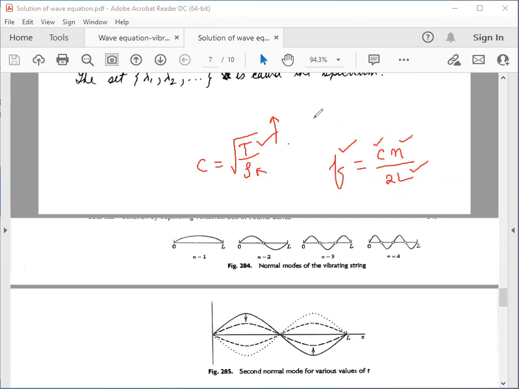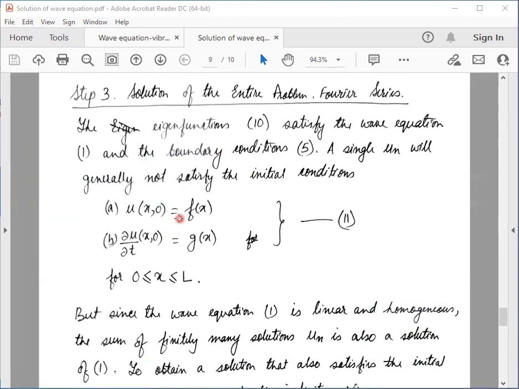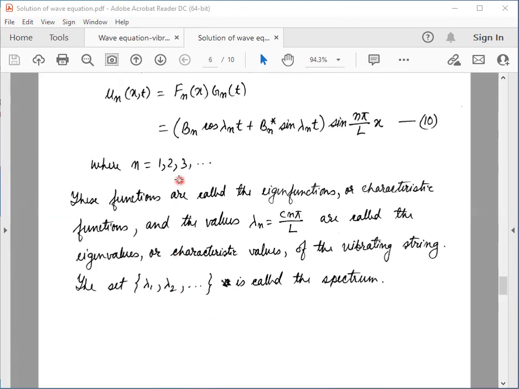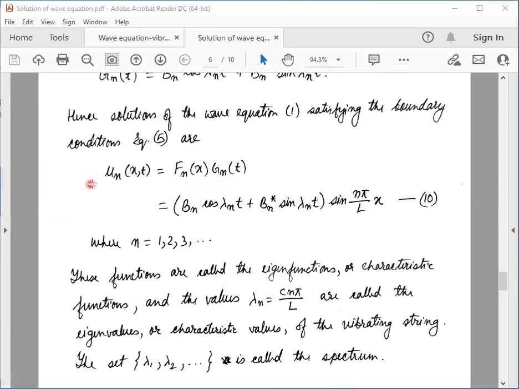Now let us move to the third part, step number 3: solution of the entire problem using Fourier series. These eigenfunctions, given by equation number 10, these eigenfunctions u n. So let me repeat what we have obtained here. What we have obtained here are the possible solutions to the wave equation satisfying the boundary conditions. We have not used the initial conditions yet. We have so far used only the boundary conditions.